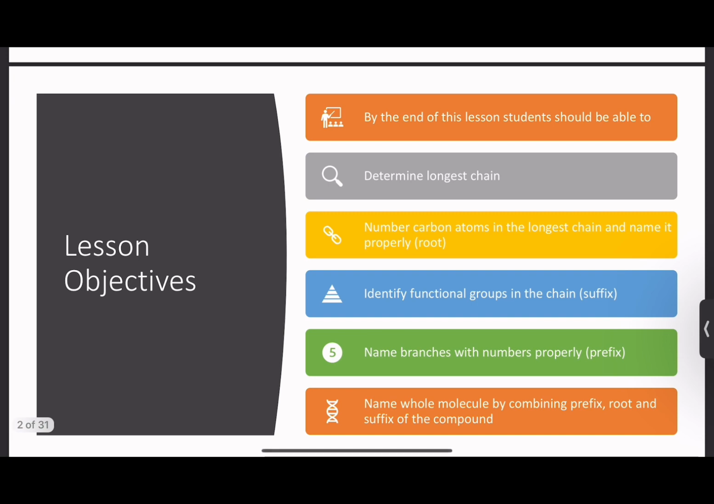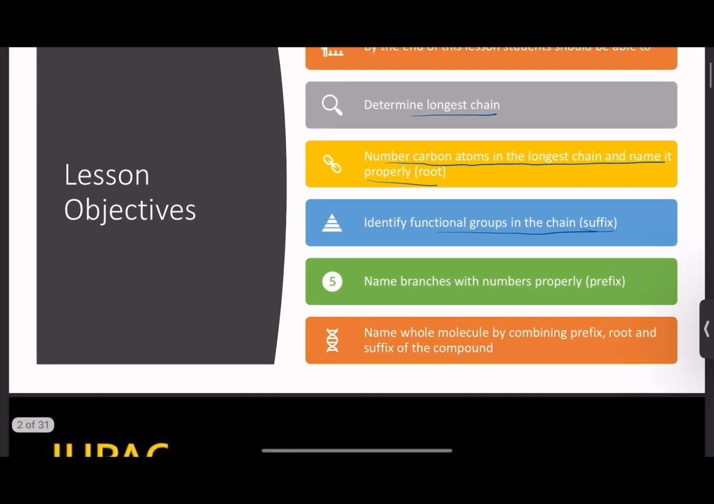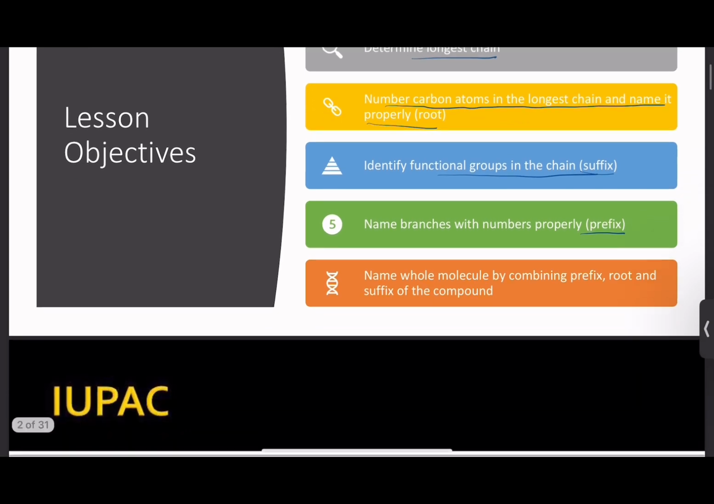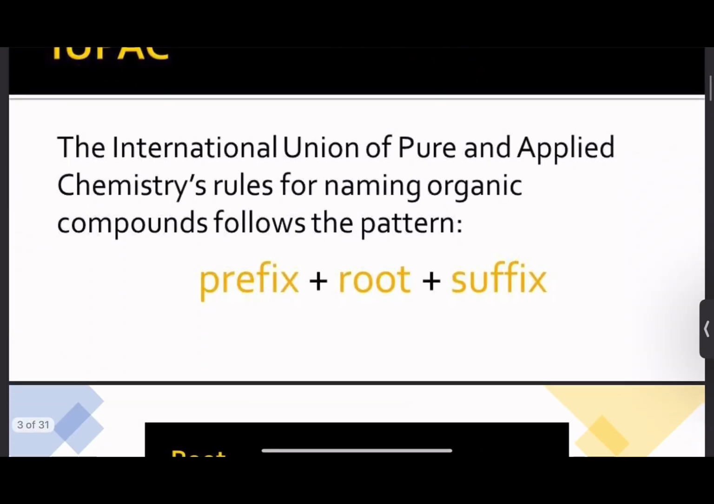By the end of this lesson we'll be able to determine the longest chain, number the carbon atoms in the longest chain and name it properly, identify functional groups, which is the suffix, and name branches with numbers properly, which is going to be helpful for the prefix. Then we're going to name the whole molecule by combining the prefix, root, and suffix of the compound.